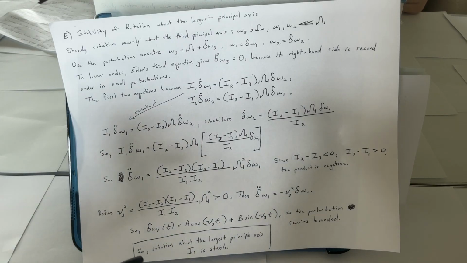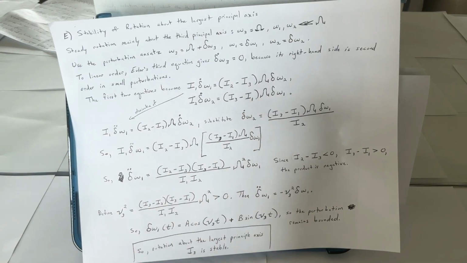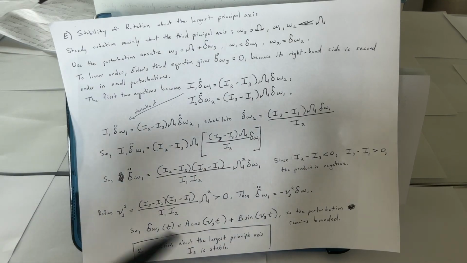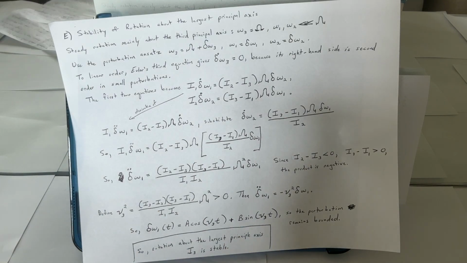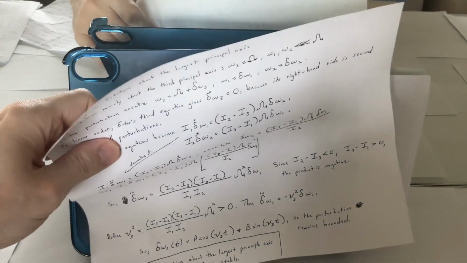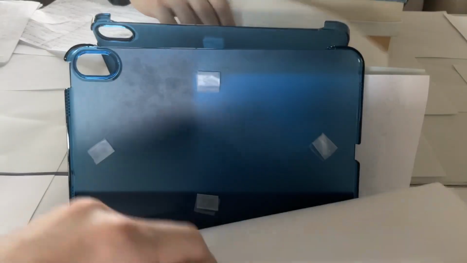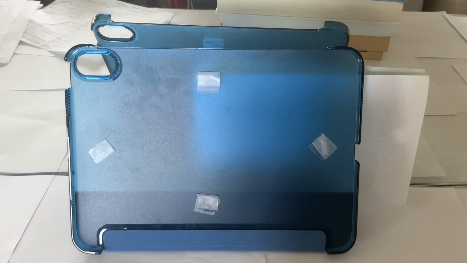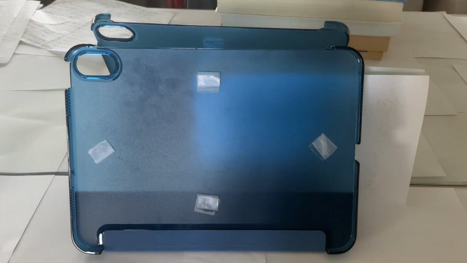So rotation about the largest principal axis, I sub 3, turns out to also be stable. Okay, so I sub 1, I sub 3, stable. Smallest and largest of the axes. Okay, so that's letter E. And just going back, now we have letter F.